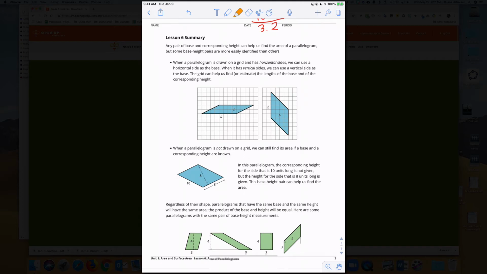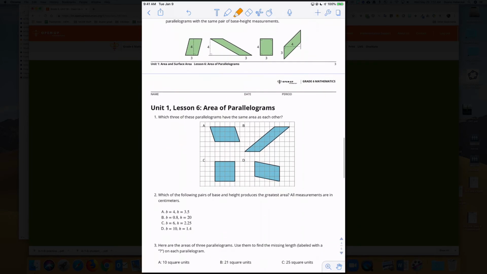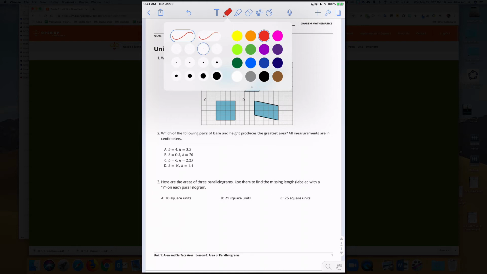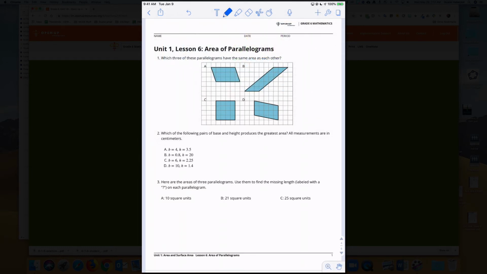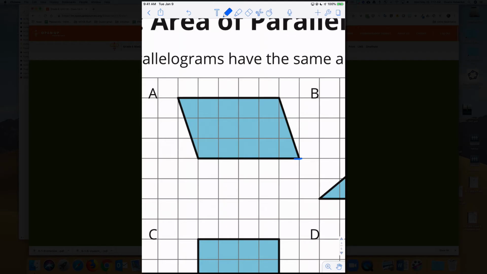So the idea of this lesson is really to help students continue to practice finding the base and the corresponding height. Also recognize that you could use the area and the base to find the missing height. So let's do some quick practice here. All right, so it says which three of these parallelograms have the same area as the other? So basically it means we have to do the math.